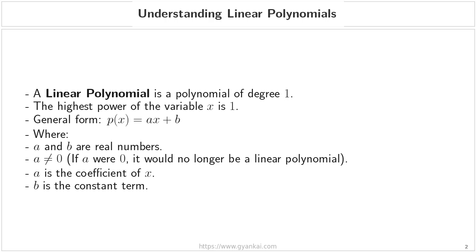Let's break down what these letters represent. Both a and b are real numbers. However, there is one very important rule: a cannot be equal to 0. Think about why that would be. If it were 0, the x term would disappear entirely, leaving us with just a constant, and it wouldn't be a linear polynomial anymore. In this expression, we call a the coefficient of x because it is the number multiplying our variable, and we call b the constant term because it stands alone. Keeping this structure in mind is crucial, because in the next slide, we will use these exact components, a and b, to calculate the zero of the polynomial.